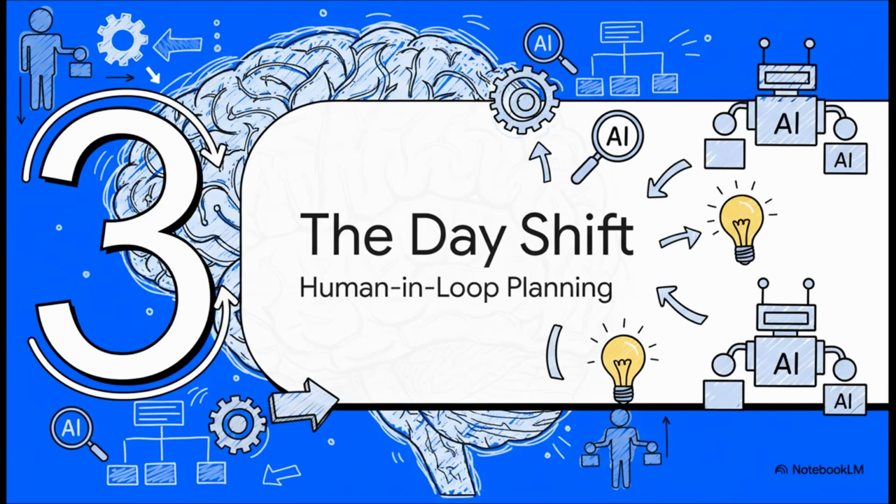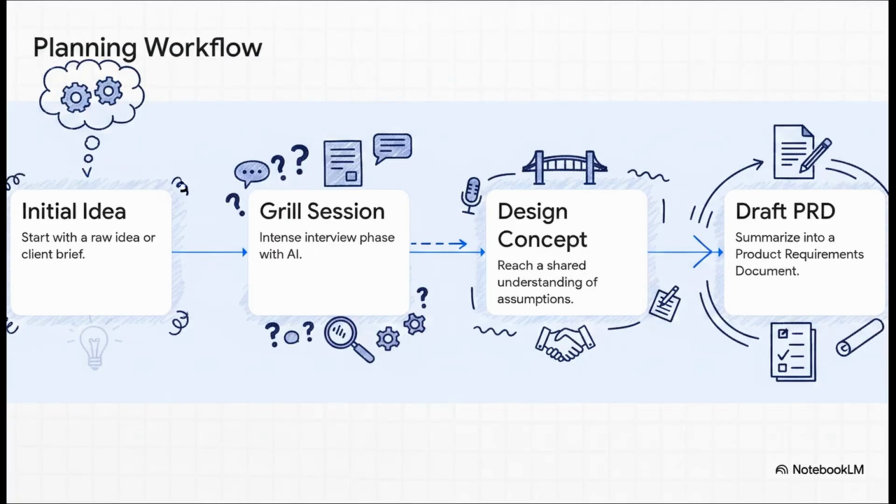Which brings us to section 3, the day shift. Human in the loop planning. This is where your primary job comes in. This is where you, the human in the loop, step up to do the real heavy lifting of alignment and planning. There's a very strict sequence of steps you have to take to build alignment with your AI before a single line of code is ever written.